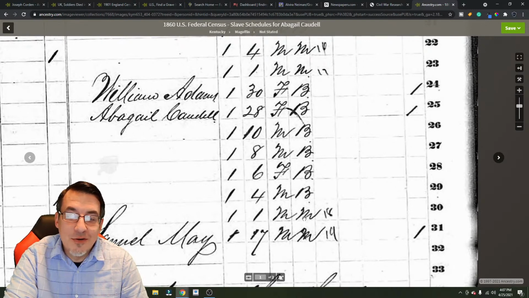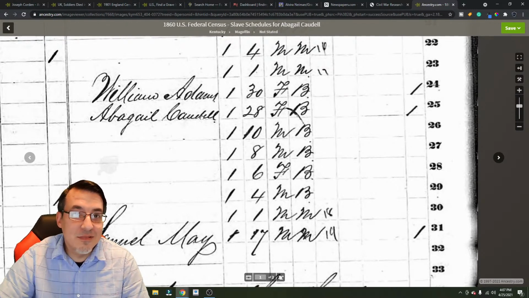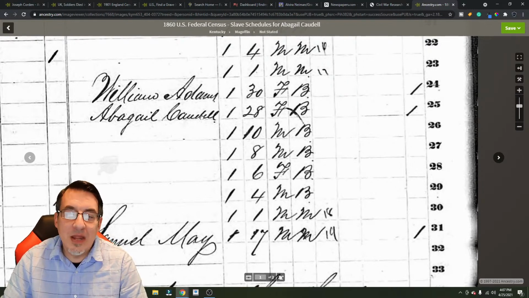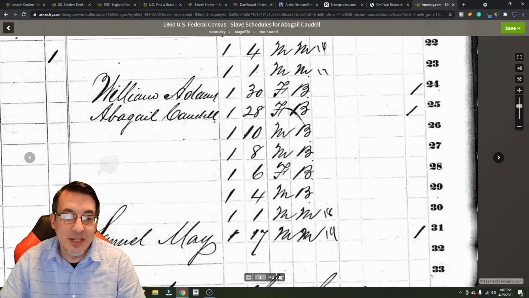And you can see the 1-year-old, M. That means mulatto. That means mixed race. That means Cheney has had a relationship, probably not consensual, with a white man and had a child. Probably all of these children in this case.